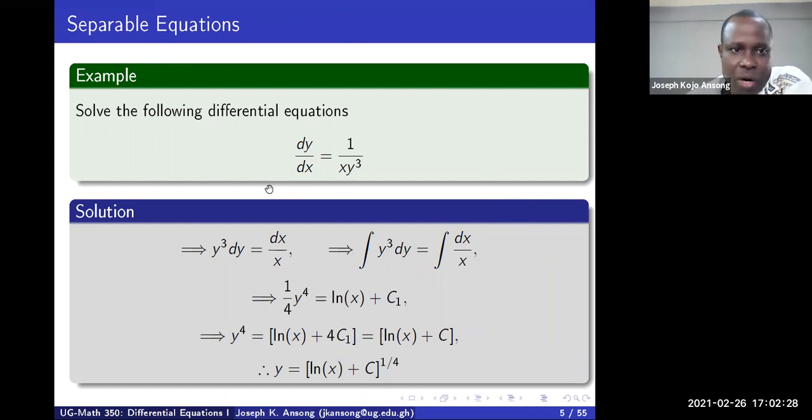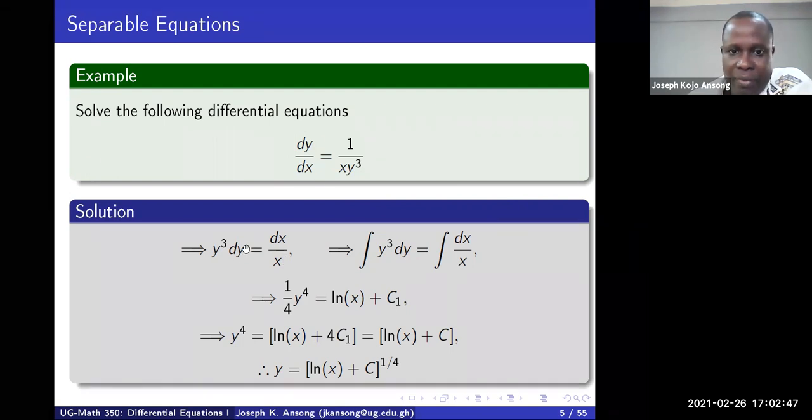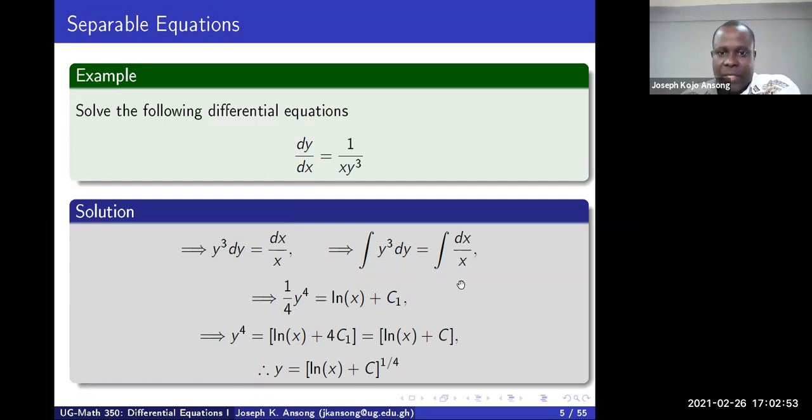Here's one: dy/dx is equal to 1 over x y cubed. This is separable because I can multiply through by y cubed and take the dx to the other side, and I get y cubed dy is equal to dx over x. So I've been able to separate the y's and the x's. Now I can integrate both sides.